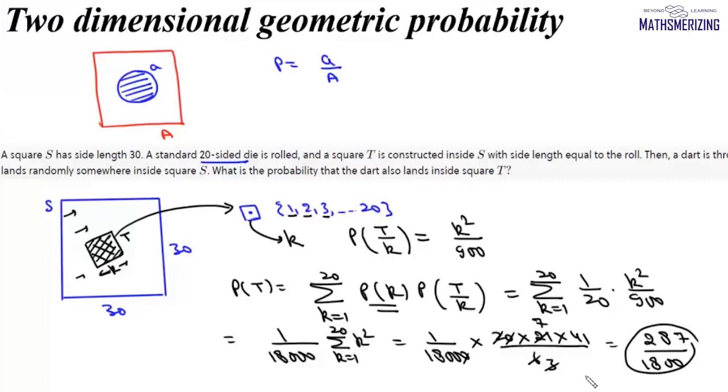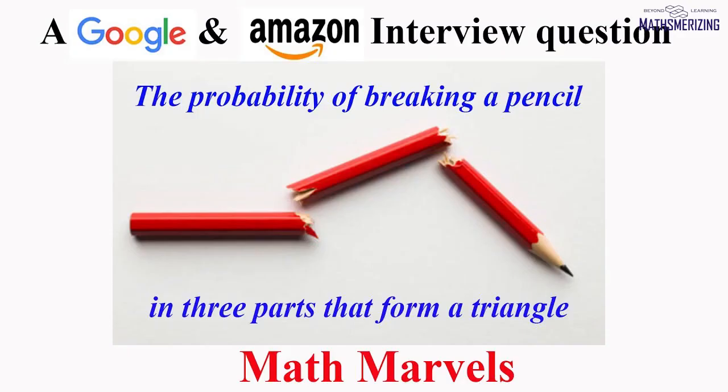A very interesting question in two-dimensional geometric probability is, if we have a pencil of length L, we have to find the probability that, in how many ways we can break the pencil in 3 parts, so that these 3 parts form a triangle. Now, long back, I have already made a video on that question. So as of now, I'll provide the link to that question in the description below.